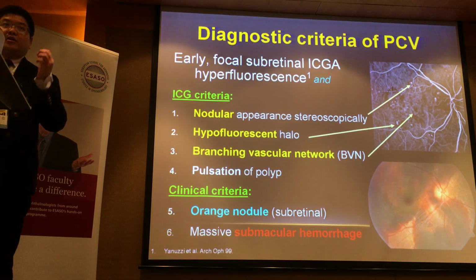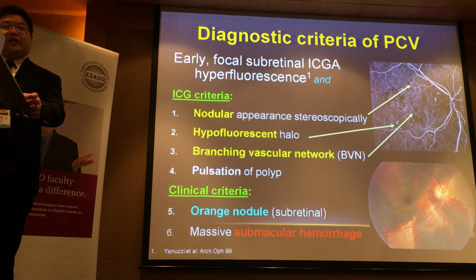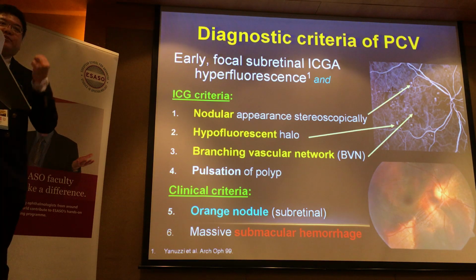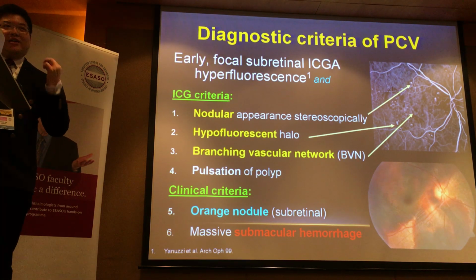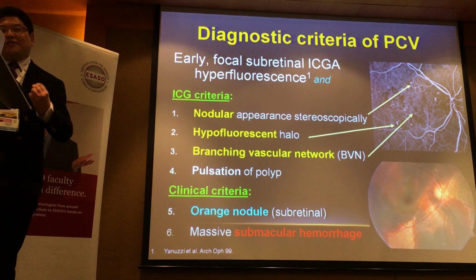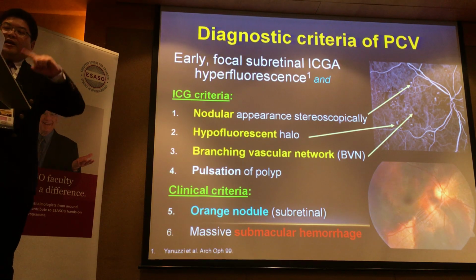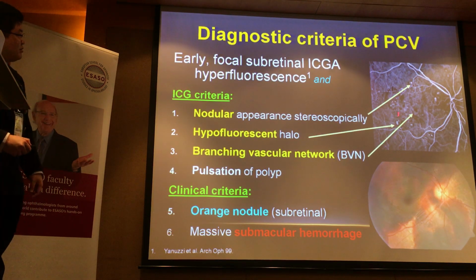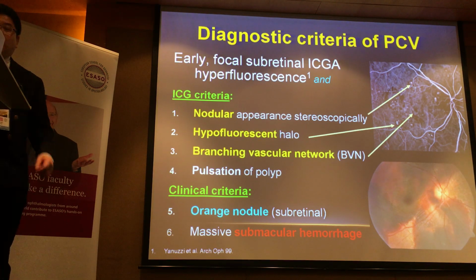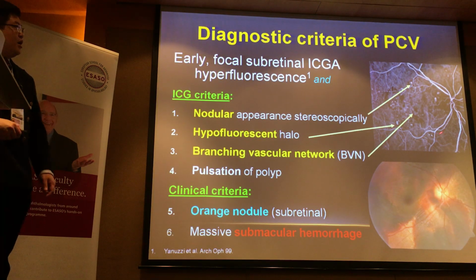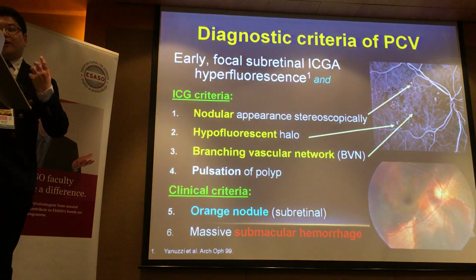On ICG, at least for the Everest study, you need a stereo pair, and you're looking for a nodular appearance. Just because it's bright on the ICG angiogram doesn't mean it's a polyp. It could be round and bright. There are other things that can appear round and bright. But nodular gives you a stronger indication. If there's a hypofluorescent halo, I think the image might be a bit small, but you can see around this hyperfluorescence, there's a dark halo around it. The presence of a branching vascular network, or on a dynamic angiogram, if it's pulsating.